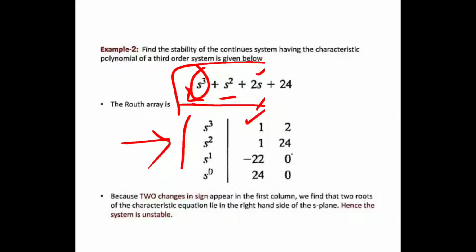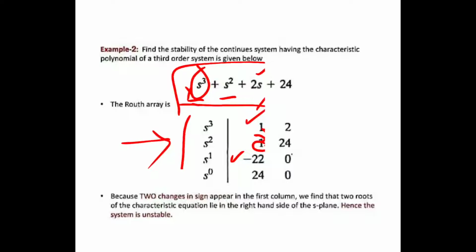For that purpose, this 1 is multiplied with 2: 1 into 2 minus 24, divided by this element 1. So 2 minus 24 divided by 1 becomes minus 22. So this is the next element. Then 1 into, here no term is present, that is 0. So 1 into 0 minus 1 into 0, divided by 1, the next element is 0.